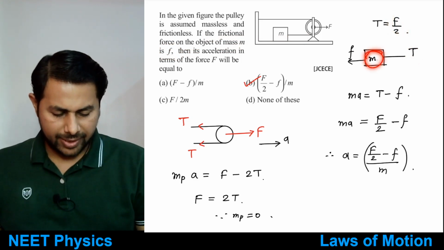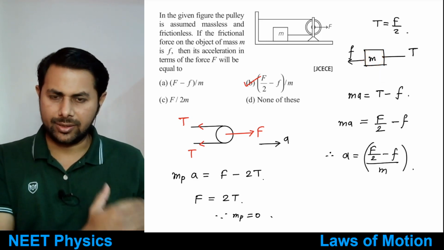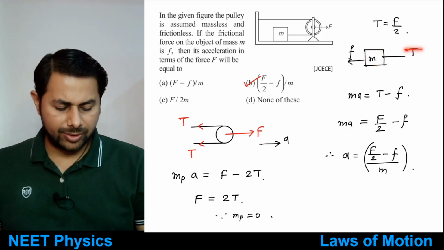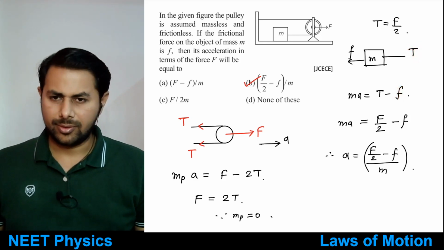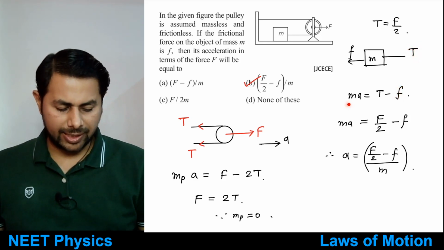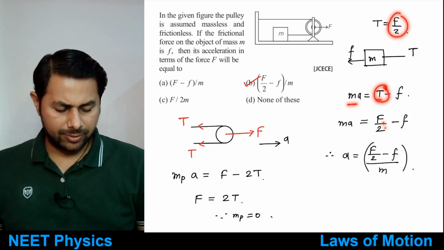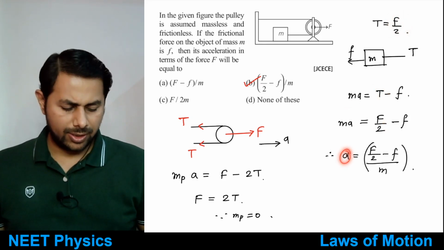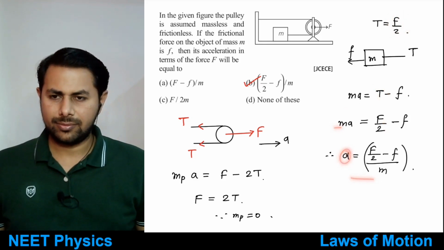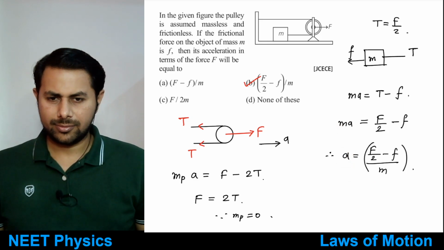So this mass times acceleration, suppose it is accelerating towards right, will be equal to the tension in the string minus small f, the frictional force. Therefore, mass times acceleration is equal to capital F by 2 minus f, and therefore what would be the acceleration? Just move m to the other side. That is simple, no?